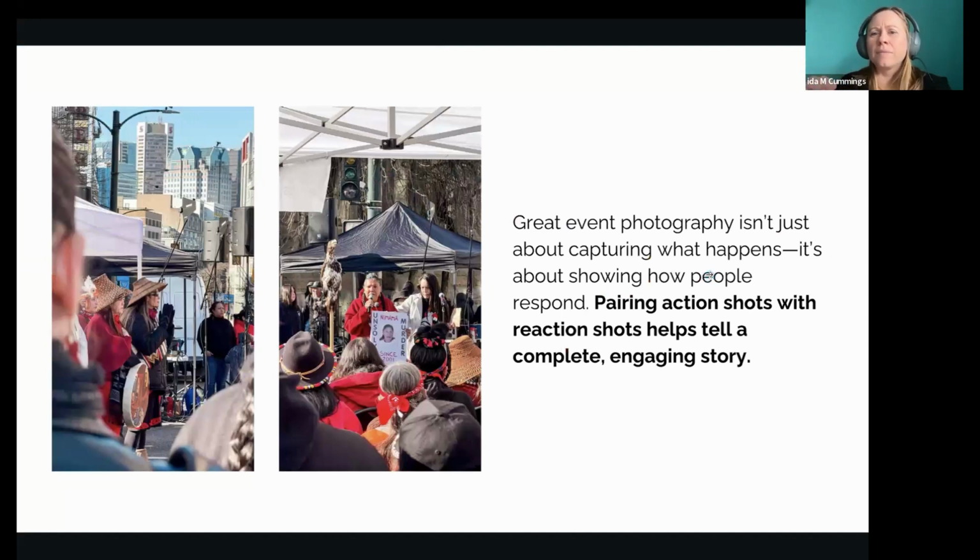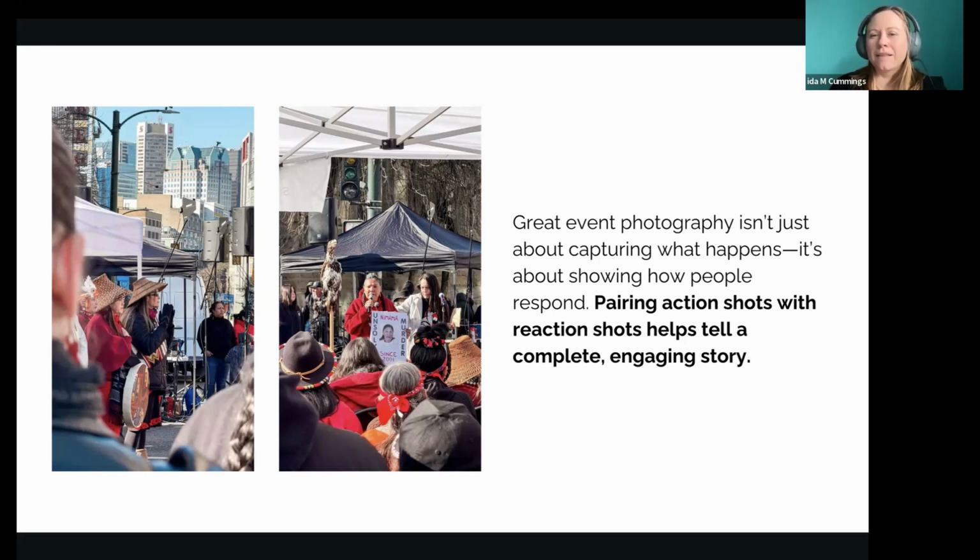And then also think about pairing what is happening with a reaction. So you can see here in one photo, the woman is speaking, she's sharing her story. And in the photo next to her with the two women, you see they're just absorbing it, thanking her, clapping for her. So with events, it's really important to not just pay attention to the main thing that is happening, but really capture the story of what you want. So, what is happening and how are people reacting to it?